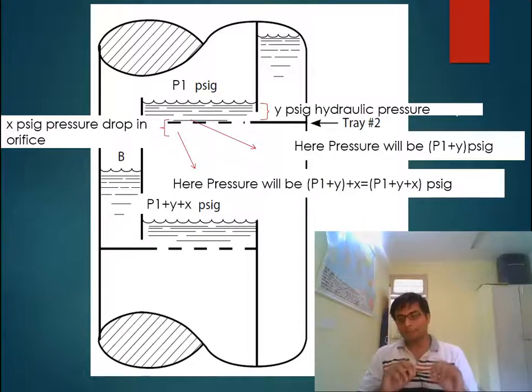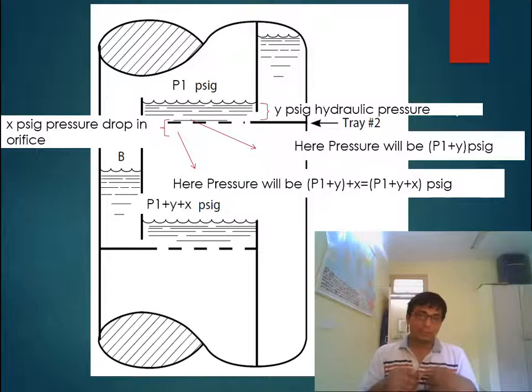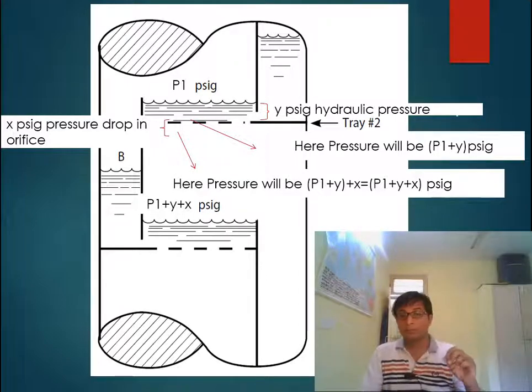So we have discussed the hydraulics of a tray, how pressure is reduced when vapor passes through a tray. Now let us discuss when weeping will take place in a tray column. So let us first discuss what weeping is. What is the normal path of liquid in a tray column?